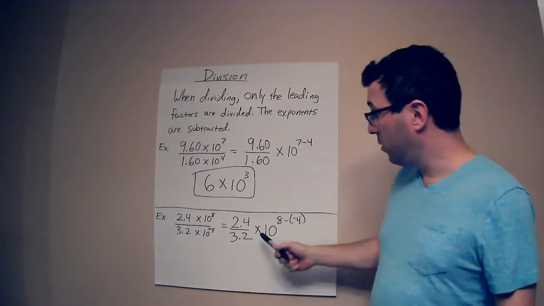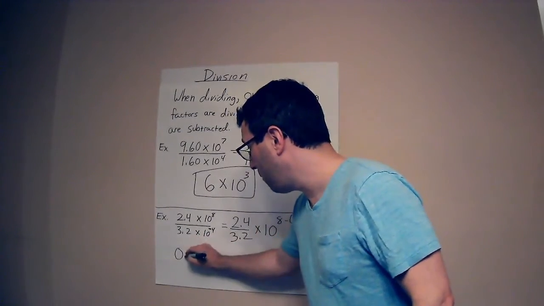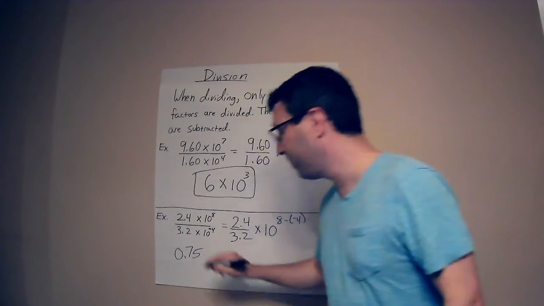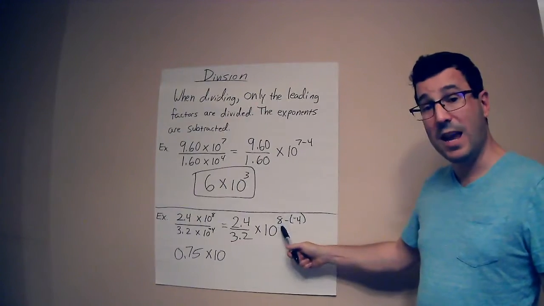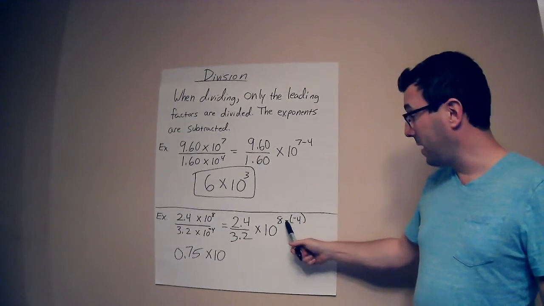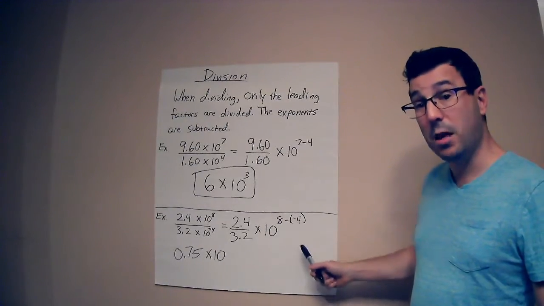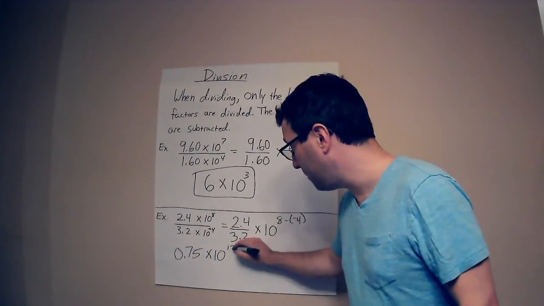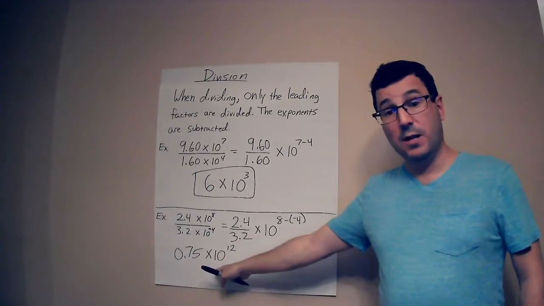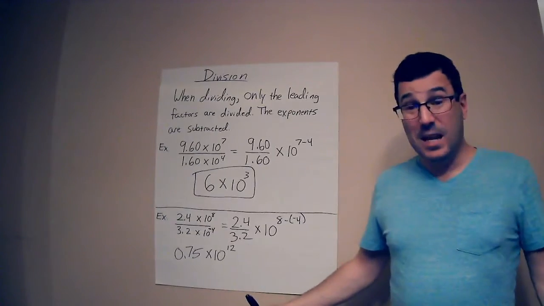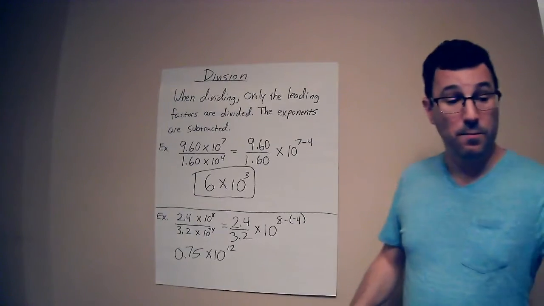So when I do 2.4 divided by 3.2, I get 0.75 times 10, and when I do my subtraction, 8 minus a negative 4, minus a negative becomes plus a positive, so I'm actually going to do 8 plus 4. So I get times 10 to the 12th. So again, 0.75 times 10 to the 12th. It's not scientific notation because 0.75 is less than 1.